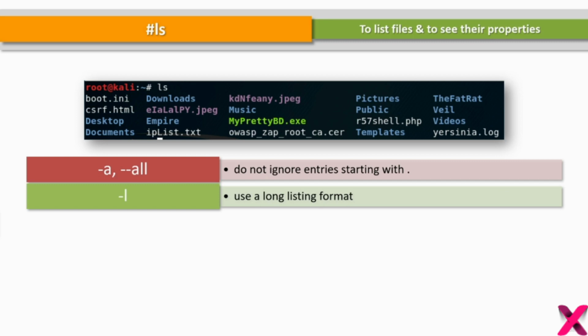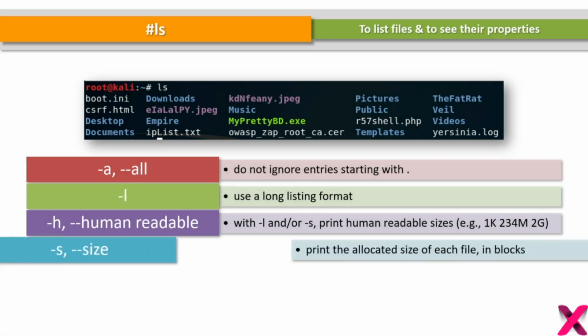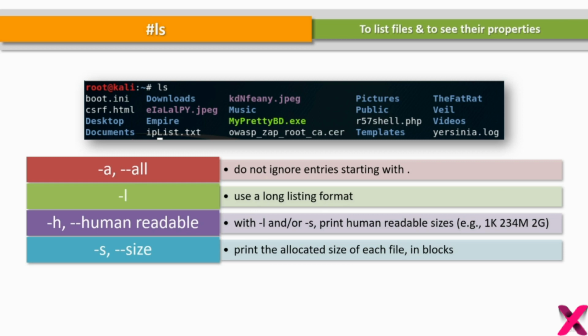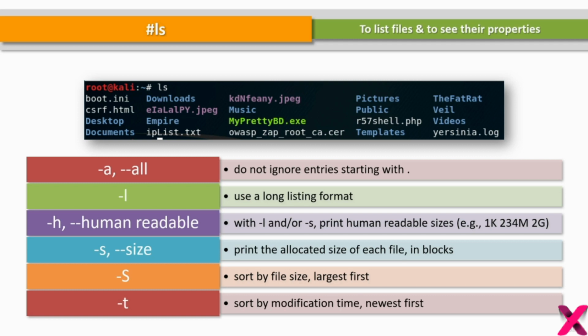-l lists the contents of the directory in a table format with content permissions, size of the content in bytes, and last modified date and time of the content. -h, or --human-readable, displays size information in a human readable format. -s, or --size, where s is lowercase, lists files or directories with their sizes. Uppercase -S lists files or directories and sorts by size in descending order, or from biggest to smallest. Finally, -t is a parameter that lists files or directories and sorts by last modified date and time in descending order, from newest to oldest.